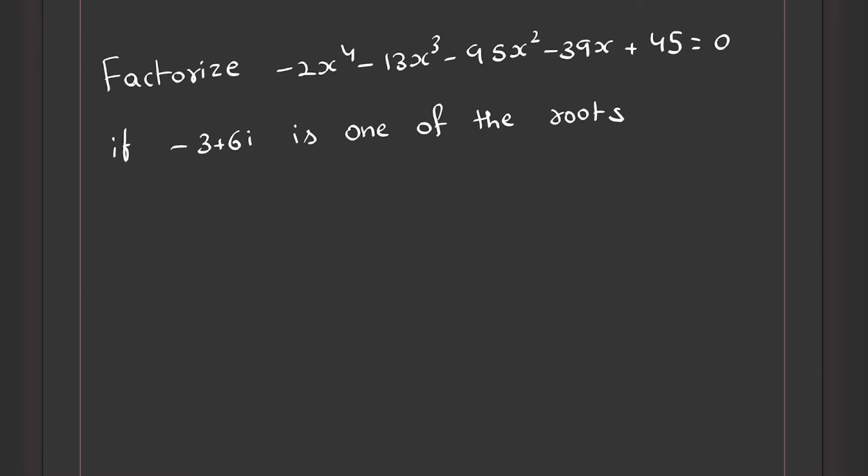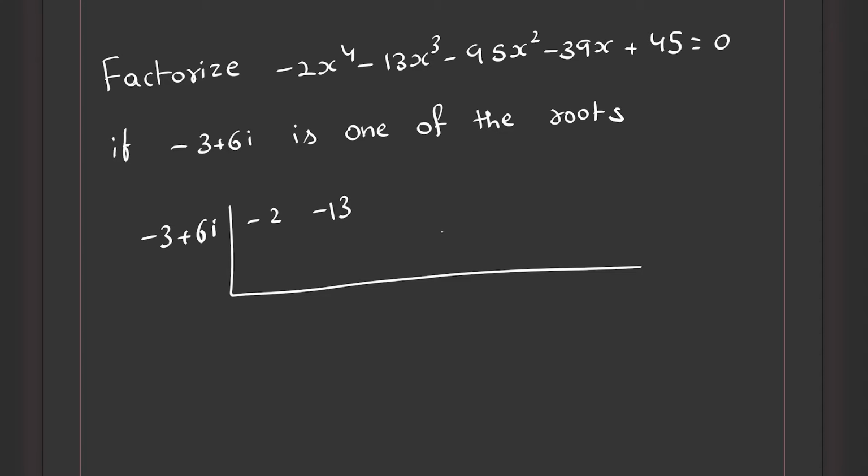Here, I have to factorize minus 2x to the power of 4 minus 13x cubed minus 95x squared minus 39x plus 45 is equal to 0. And my complex root is minus 3 plus 6i. So we will perform the synthetic division first. Let's write minus 3 plus 6i and write the coefficients. We will just follow the same process as we do for our real roots. So minus 2, minus 13, minus 95, minus 39 and 45.